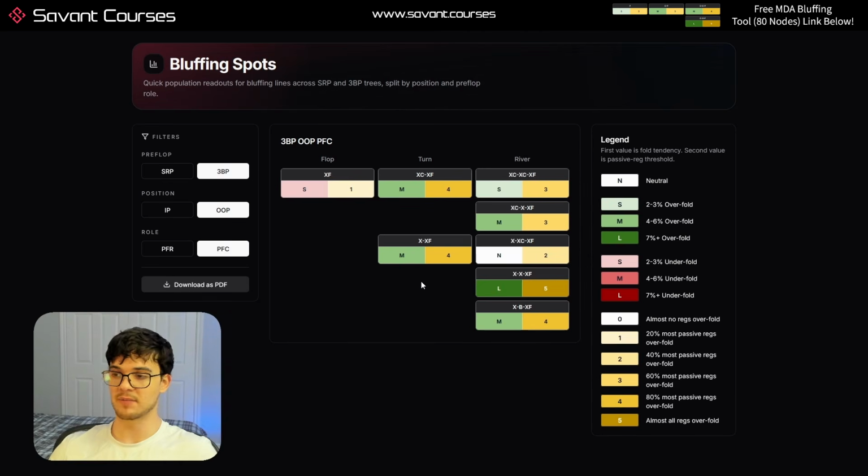For instance, if you're playing in a live game and you know it's a little bit more sticky, maybe you just tone these values down. You can just roughly estimate that there's a small overfold on average, and maybe this only gets a 2 out of 5, which means that only 40% of the most passive regs are going to overfold. Obviously, this tool is going to be much better if you are playing in those common online games, but speaking from my experience, I think it's totally fine to use the tool in this rough way if you're not playing those games.